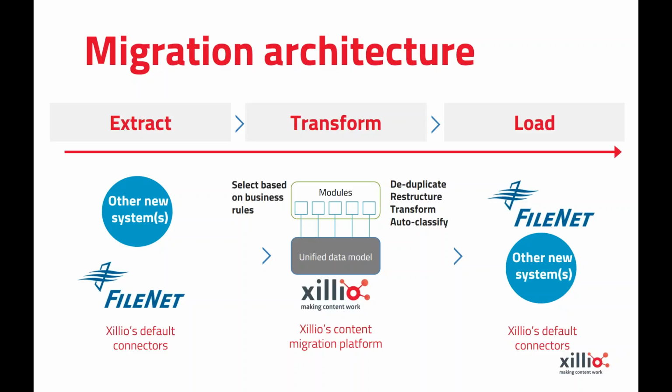So this means, for instance, if you want to migrate into FileNet from several sources, you only need to create that mapping into FileNet one time from our unified data model, and you can attach as many sources as you want. And you can use modules to deduplicate, restructure, transform, and auto-classify as much as you want, because everything is in our one data model. This is really one of the strongest assets of our platform.